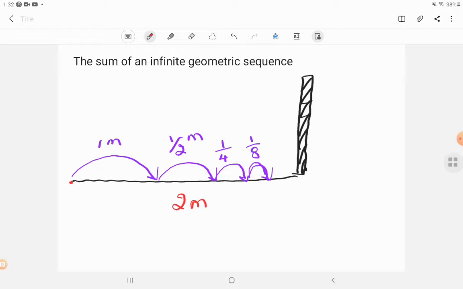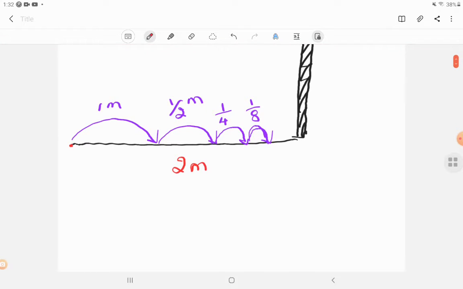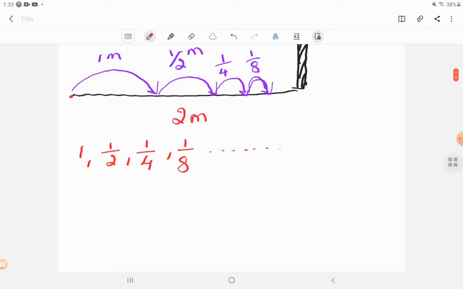So let's write this as a geometric sequence. The first term is 1 because you're moving 1 meter. The second term is half because you're moving half of the distance of the previous step. The third is 1/4, and the fourth term is 1/8, and so on. So this represents an infinite geometric sequence. Therefore we need to find the sum of the sequence.